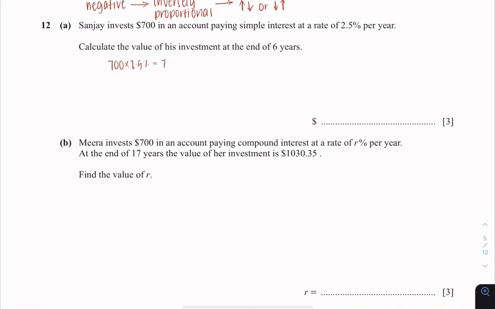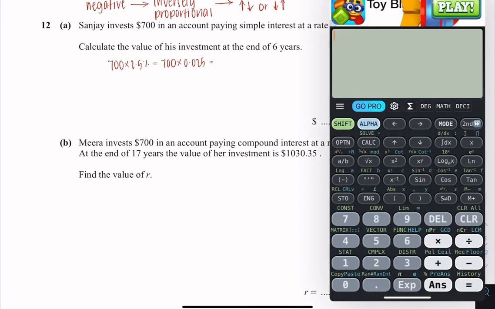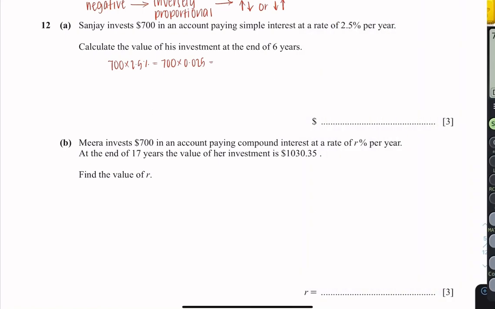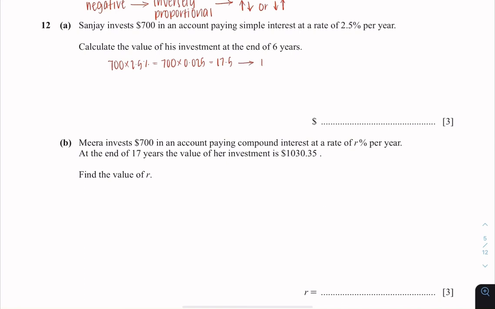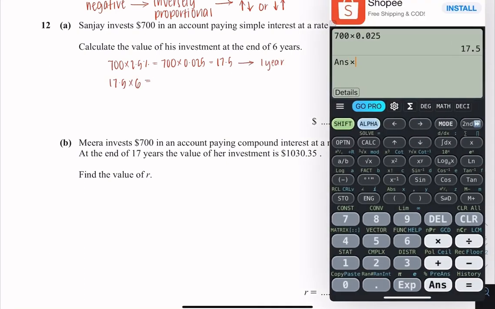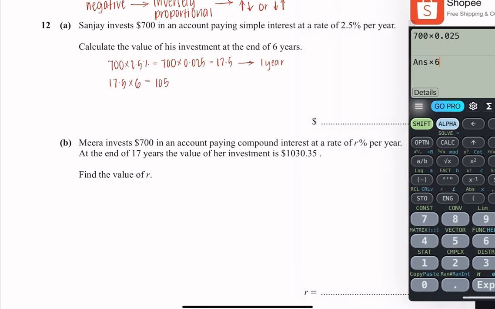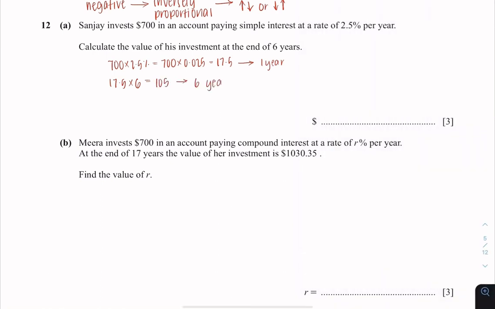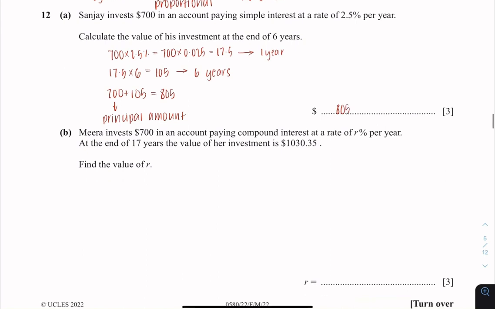What I'm going to do is just find 2.5% of 700, which is the principal amount. That is 17.5. But this is only for 1 year. We want to find for 6 years. So what we're going to do is 17.5 multiplied by 6, which is 105 for 6 years. So 700 plus 105, where 700 is the principal amount, would give us an answer of 805. Therefore, our final answer is 805.